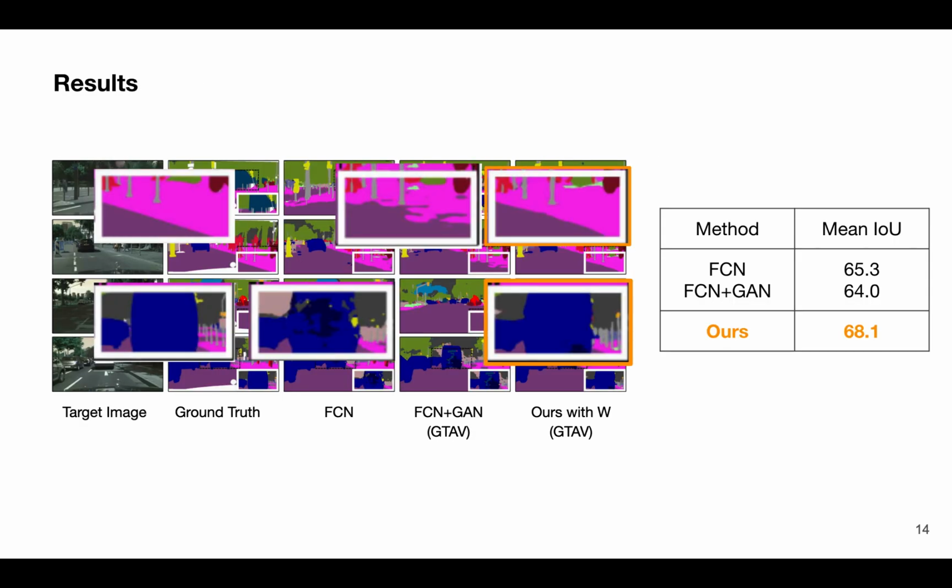This is the result of the experiment. And the results show that this paper's weighted method showed the best performance compared to other semantic segmentation methods. If you look at the emphasized area, this paper's results look more similar to the ground truths compared to the other semantic segmentation methods.